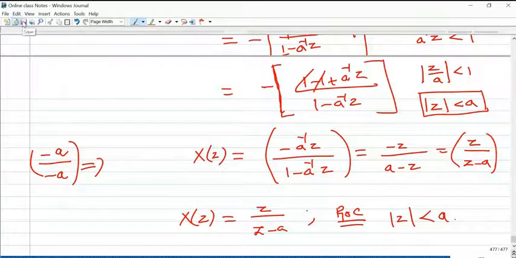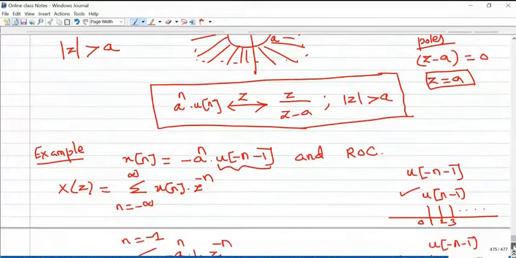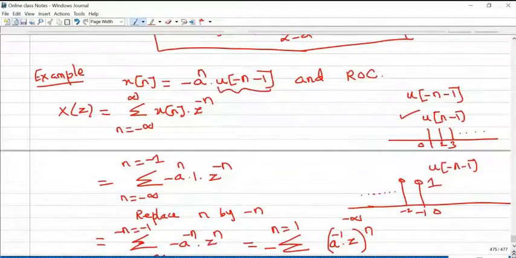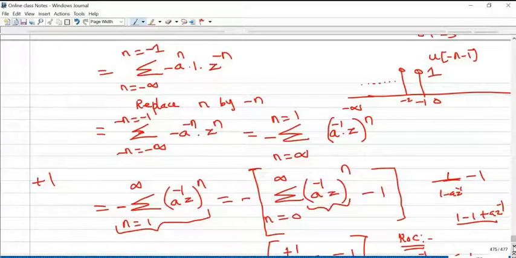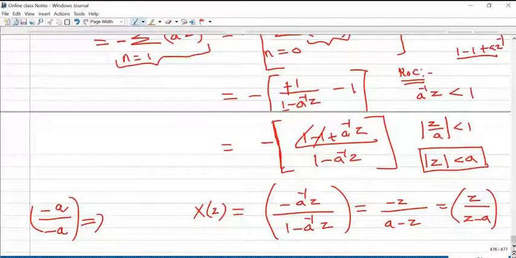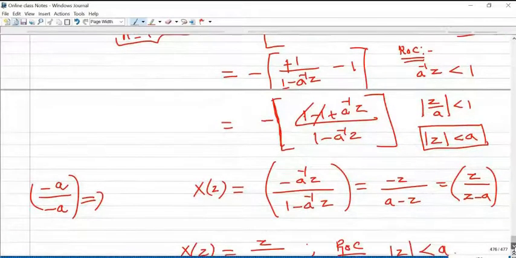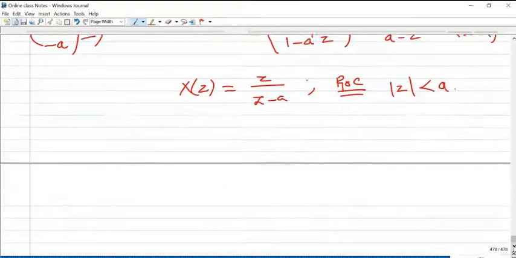Now check the previous problem. A power n U of n. Result is Z divided by Z minus A. But region of convergence, modulus Z greater than A. Second problem, minus A power n U of minus n minus 1. This particular problem also we will get the answer Z divided by Z minus A only. But difference is the region of convergence is less than A.